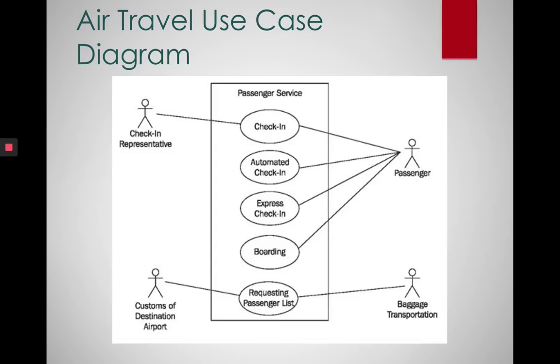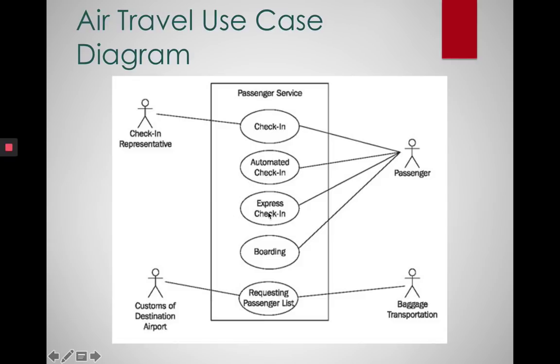Here's another example of a use case diagram. This is for an air travel system, a passenger service system. In this one, we have four actors. We have a human check-in representative and a human passenger. Then it's unclear whether this one could be a human or another system, and the same with this one. It could be the baggage transportation system or a baggage transportation staff member, and the same for this one as well.